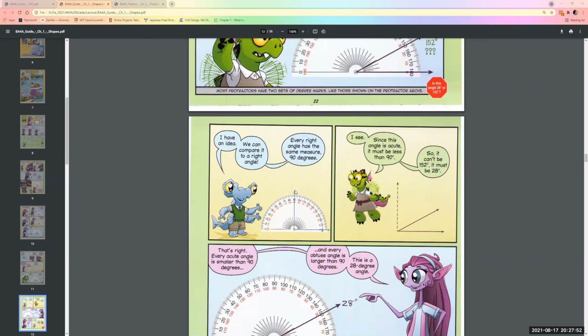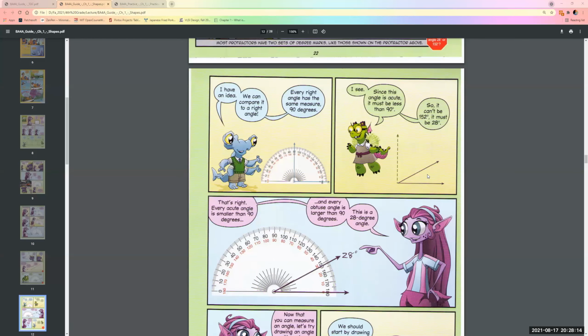I have an idea. We can compare it to a right angle. Every right angle has the same measure, 90 degrees. I see. Since the angle is acute, it must be less than 90 degrees. So it can't be 152 degrees. It must be 28. Yep, and this is the same answer that I think we were given just now.